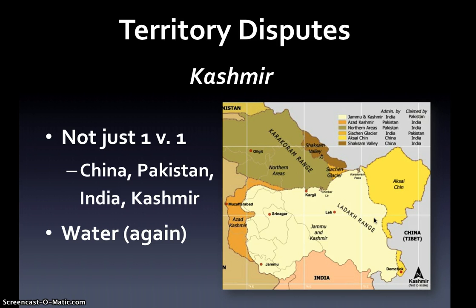Now, dealing with water again, Kashmir is the source of many rivers and tributaries in the Indus River Basin. Now, Pakistan could be cut off from a main water supply if India withheld the flow, because the part that India administers is the origin point of those rivers.